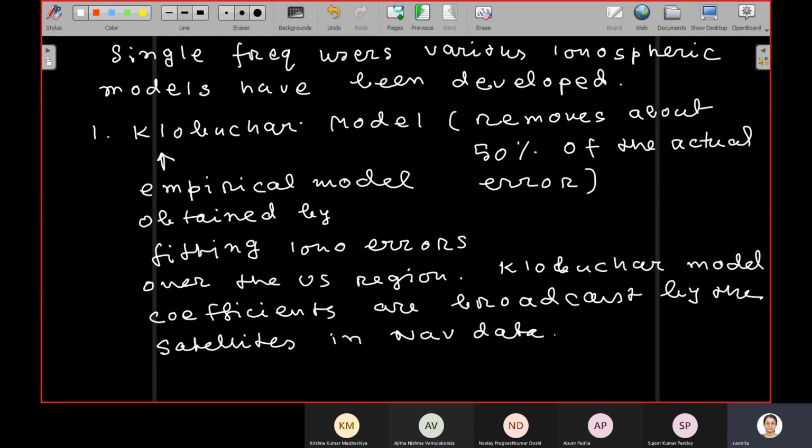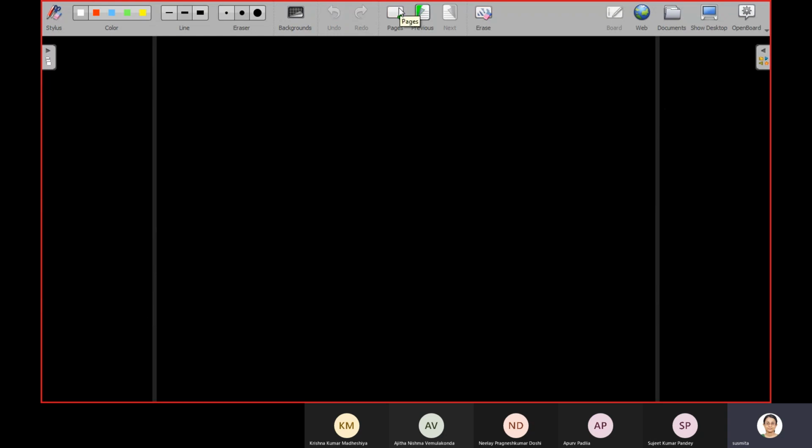Another model is called SBAS, satellite-based augmentation system. We briefly talked about SBAS while discussing different types of GNSS systems. GNSS grid-based model.